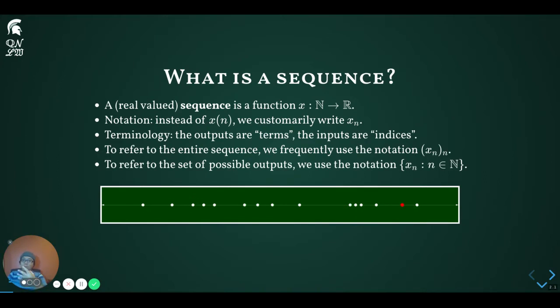We call it also the first term of the sequence. X sub 2 would be the second term. We imagine the natural numbers as having an order, so an earlier term is a term with a smaller index, and a later term is a term with a larger index. This means we should think of a sequence dynamically as something like a dot jumping along the number line. The picture below shows this dynamical picture.